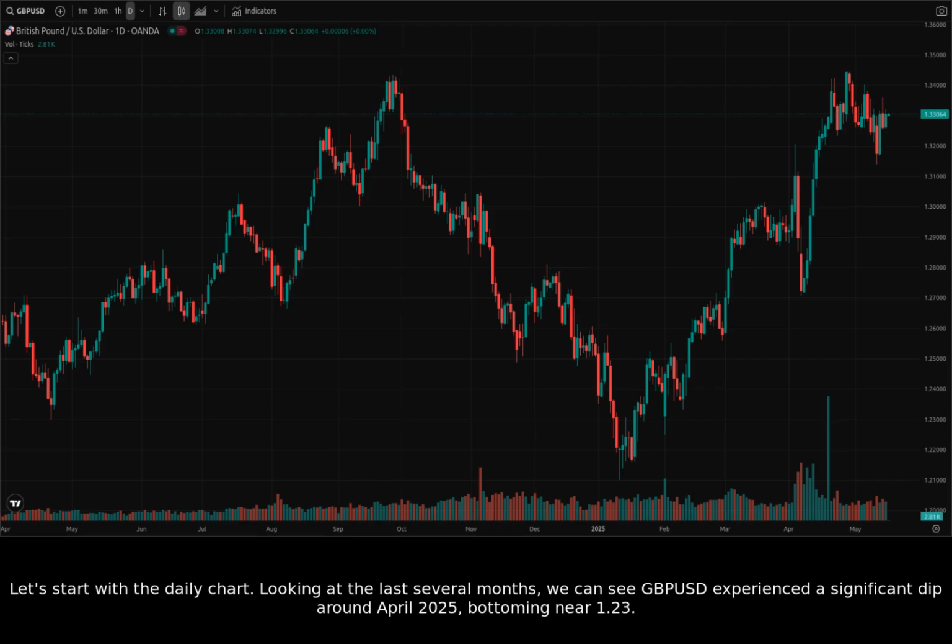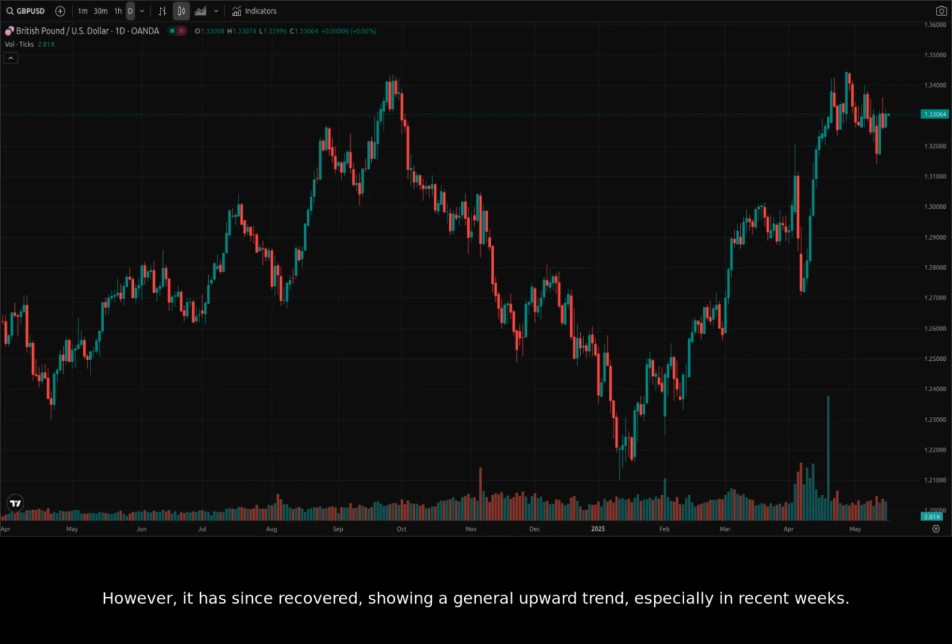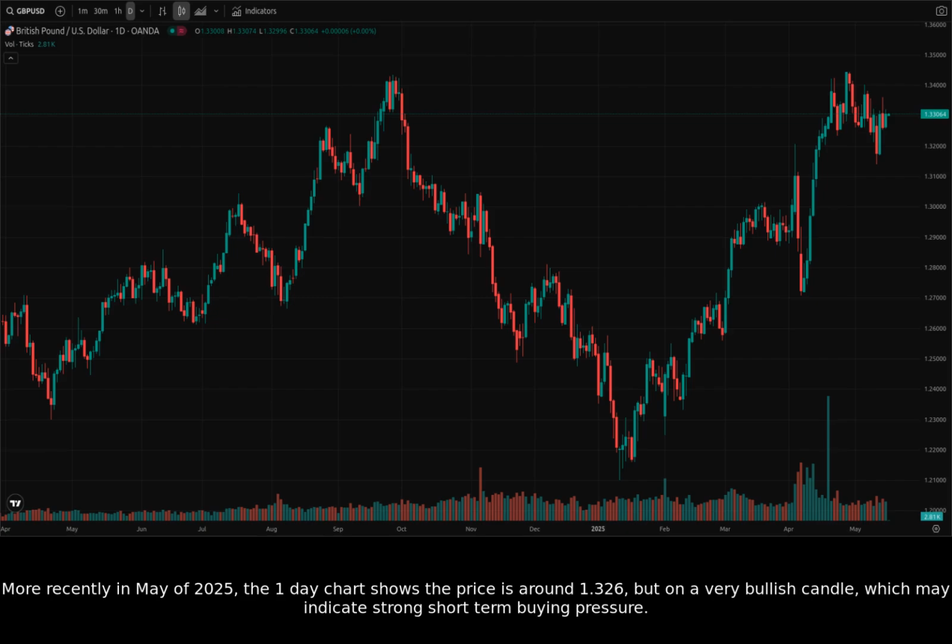Let's start with the daily chart. Looking at the last several months, we can see GBPUSD experienced a significant dip around April 2025, bottoming near 1.23. However, it has since recovered, showing a general upward trend, especially in recent weeks. More recently, in May of 2025, the one-day chart shows the price is around 1.326, but on a very bullish candle, which may indicate strong short-term buying pressure.